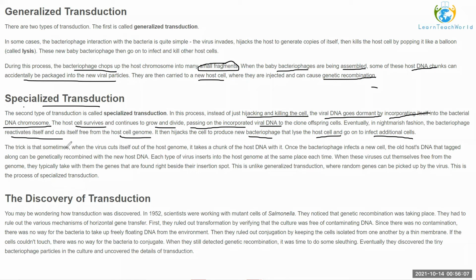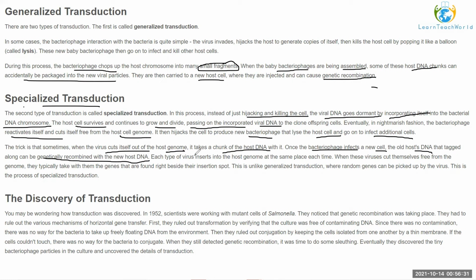Now the trick here is the virus cuts itself out of the host genome. It takes a little bit of the host DNA along with it. Now once the bacteriophage infects the new cell, the old host DNA that was tagged along will genetically get recombined in the new host DNA.